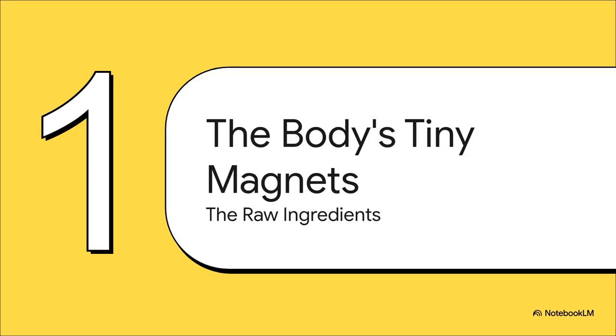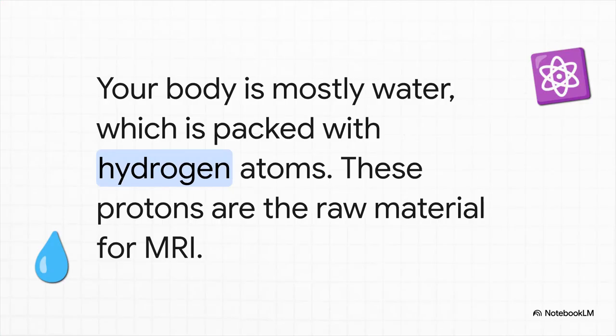First things first, let's talk about the fundamental building blocks. You see, the only reason MRI is even possible is because our bodies are, in a very real way, naturally magnetic. And it really all boils down to water. Our bodies are mostly water, H2O. And that H, hydrogen, that's the real star of the show here. Every single hydrogen atom has a single proton, and that proton behaves like a tiny, tiny spinning magnet. This is the raw material we're going to work with.